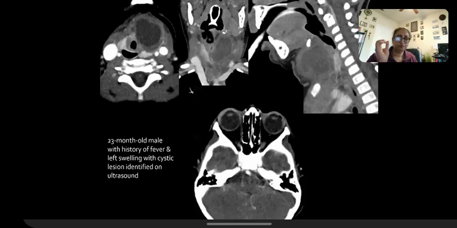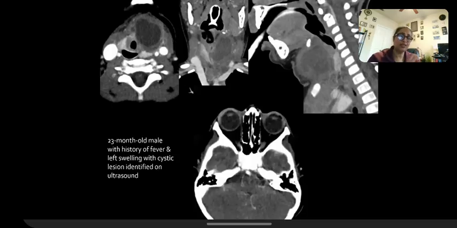So you see this left-sided perithyroid. Again, this is a differential, so this is very important. You see, it's a young kid, 23-month-old, fever, left neck swelling. There is the cystic lesion, it's pushing the thyroid gland. You can see the left thyroid gland is pushed behind.